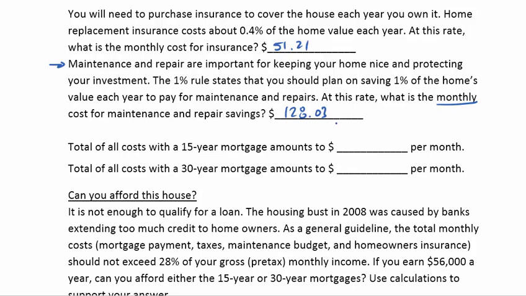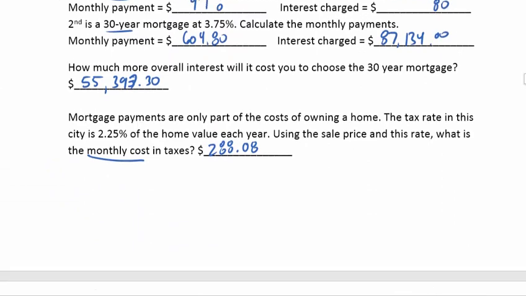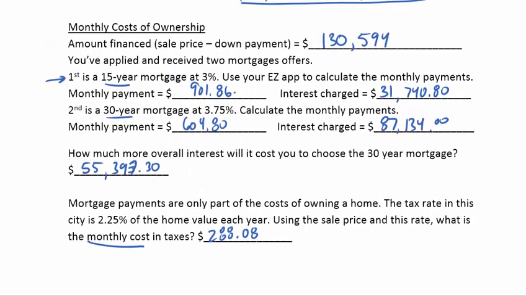So now what I want to do is add all of this up to get a total of monthly costs at a 15-year mortgage and a total for all the monthly costs for a 30-year mortgage. So I'm going to go back up here and add my monthly payments for the 15-year, which is $901.86, plus the taxes, $288.08.